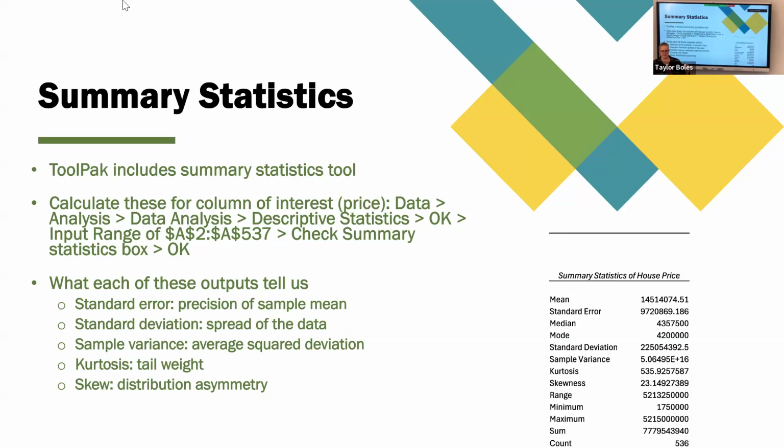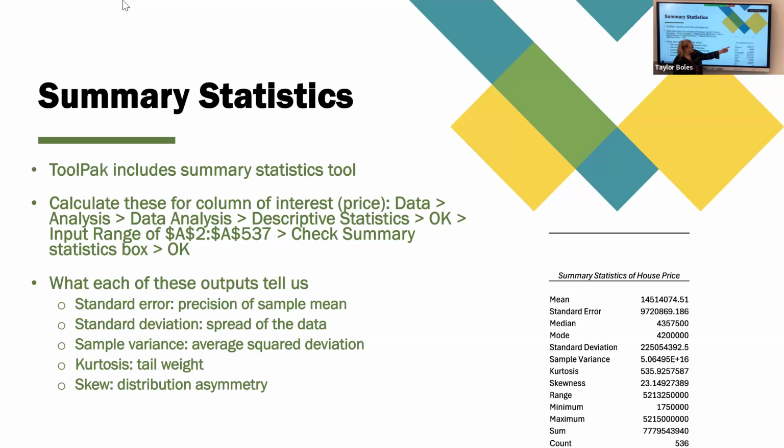And the reason we start at cell number 2 is because the first one is our label. We start at cell number 2 and then go all the way down to entry number 537, which is all the way at the bottom of the data set. And then you would check the summary statistics box, check OK. And it gives you this output here on the right.